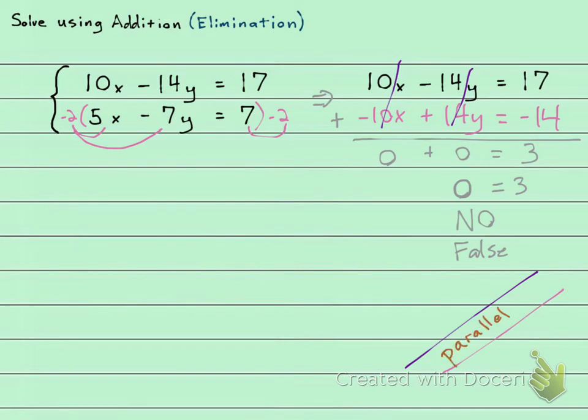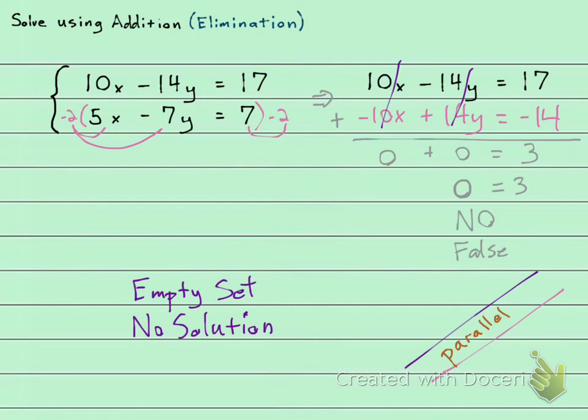And what points do they share? Well, they share none. They will never cross. They'll never touch. They'll keep going on forever and ever and ever, and they will never share a point. So we say that the answer to this is empty set. Okay, there is no solution. You may also see it as no solution. All right, the set of nothing or no solution.